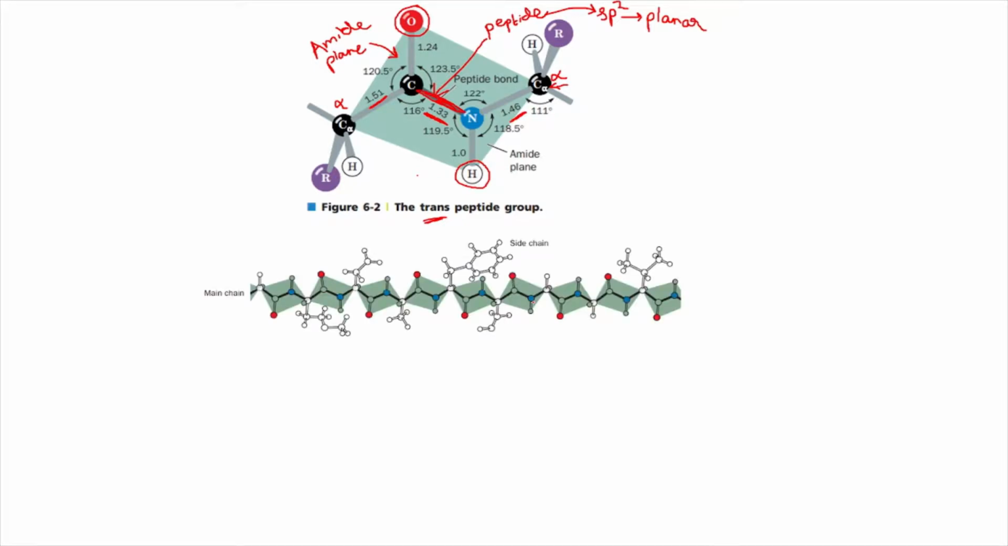Now in this figure you can see how the peptide bonds link together in a protein chain. This is one peptide bond where you have oxygen on the downside and hydrogen on the upside. In the second peptide bond you have oxygen on the upside, hydrogen on the downside. Then in the third peptide bond you have oxygen on the downside and hydrogen on the upside. So likewise, there are alternate positions of oxygen and hydrogen.